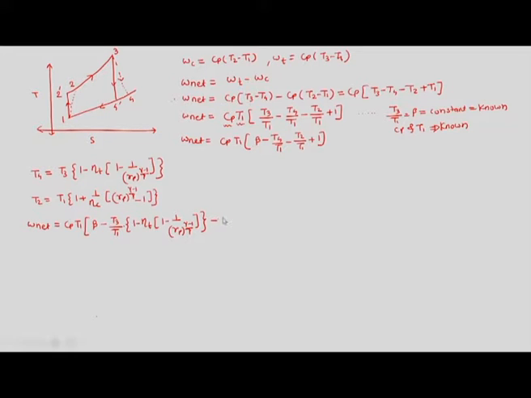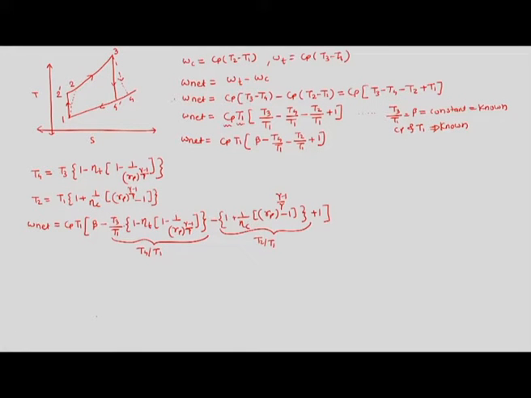Then we have minus T2 by T1. So we have 1 plus 1 upon compressor efficiency into Rp raised to gamma minus 1 upon gamma minus 1 plus 1, then bracket complete. So this is basically T4 by T1, and this is practically T2 by T1.